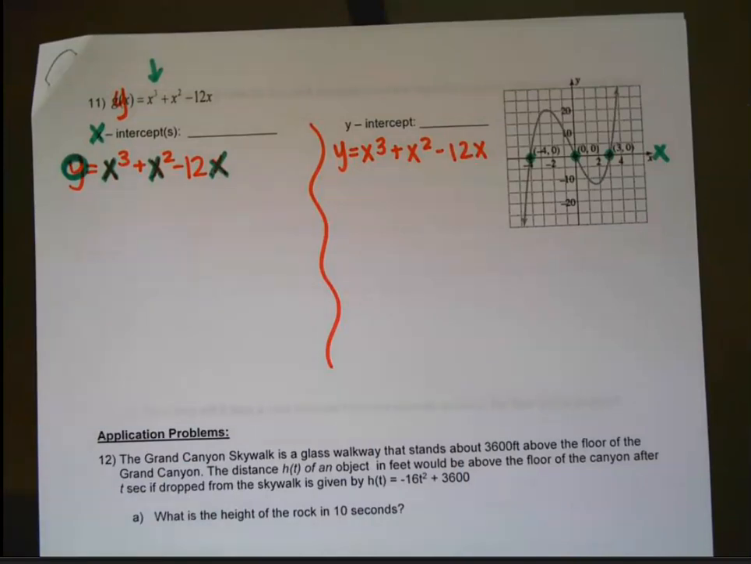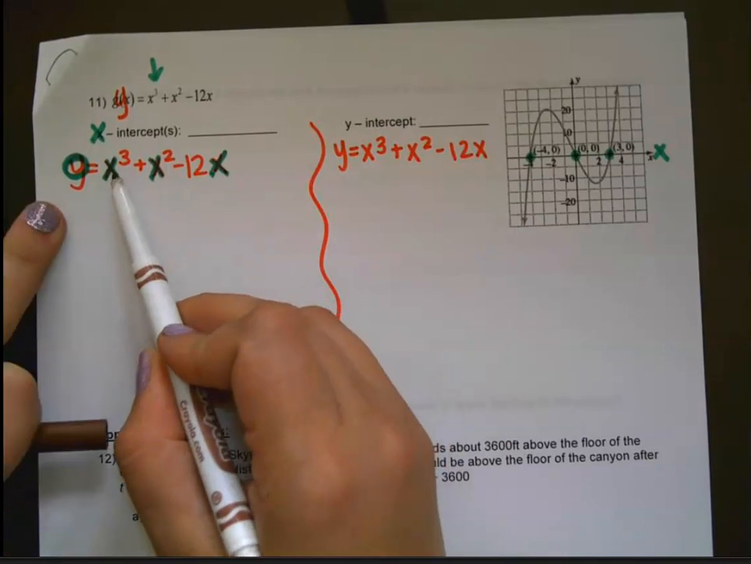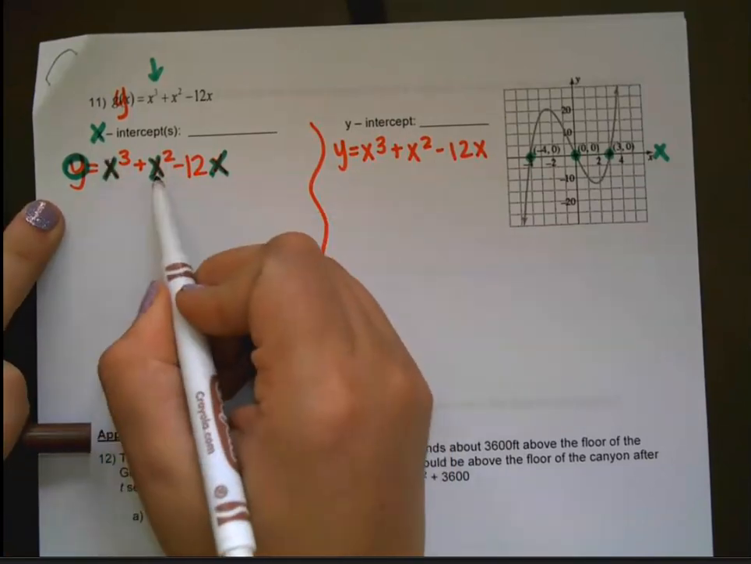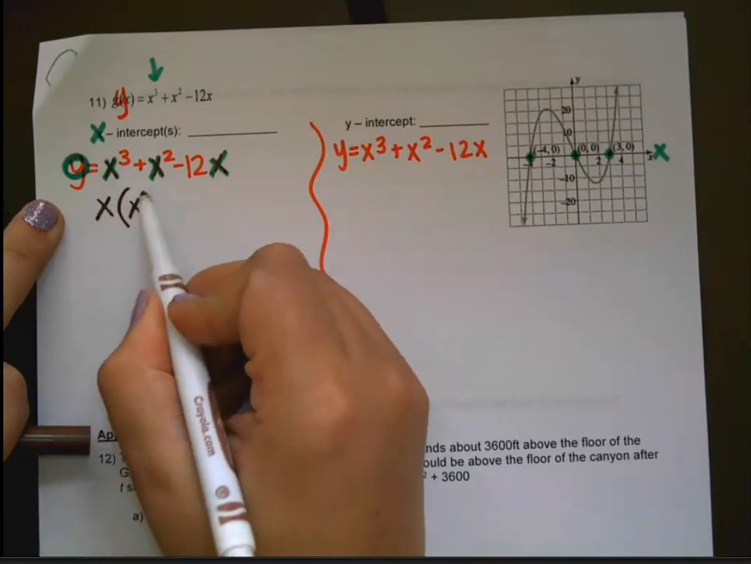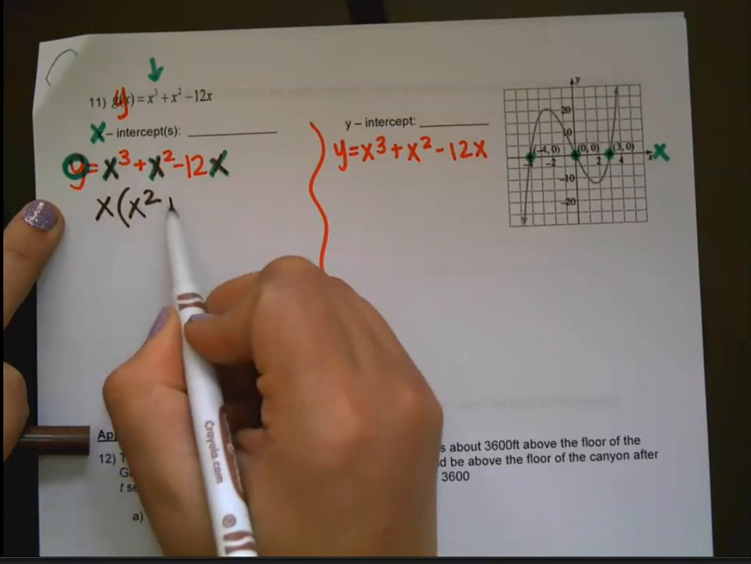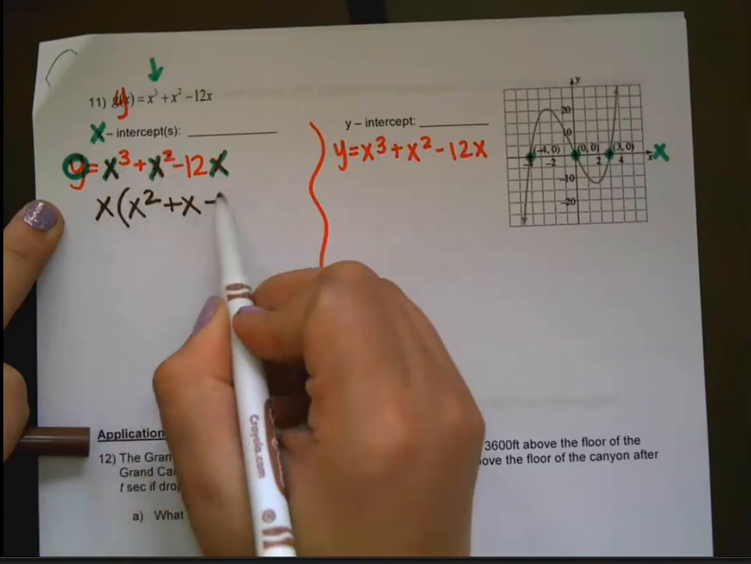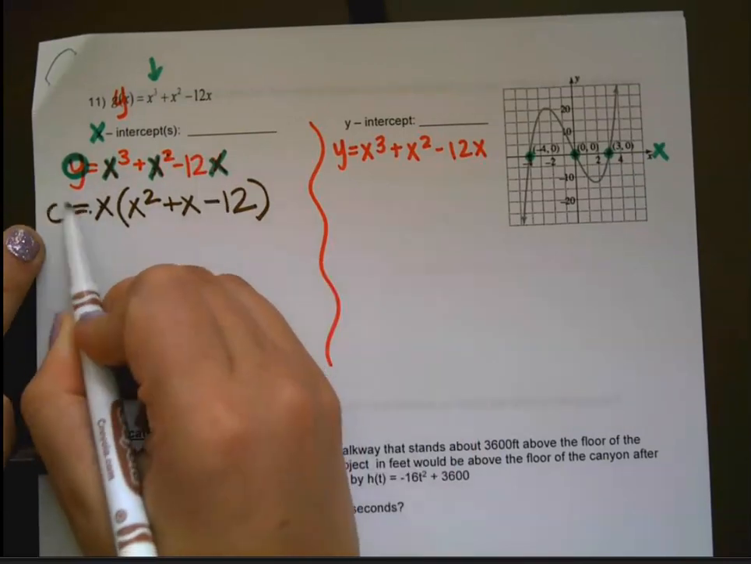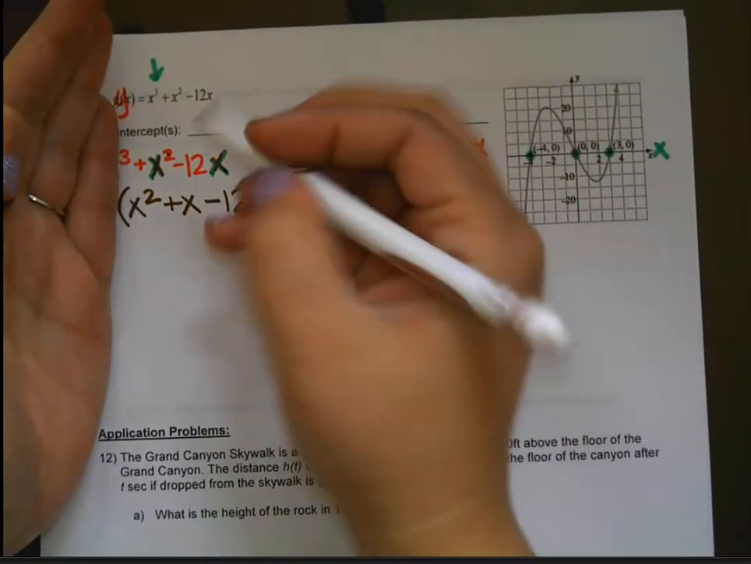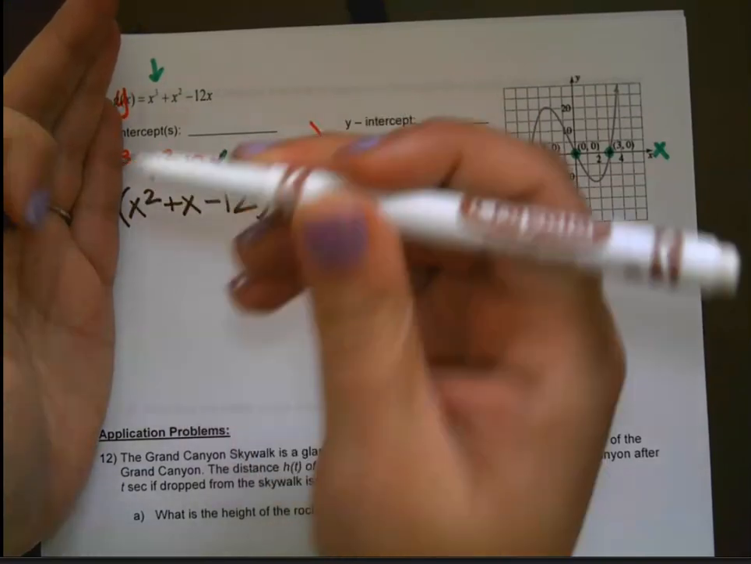So to solve this equation, the first step to factor is to look for a GCF. So x goes into all of these. So x, and then x times x squared is x cubed. x times x is x squared. And then x times -12 is -12x. Then if we look here, it doesn't have a 1 as the highest exponent, so we're going to see if this can now be factored.